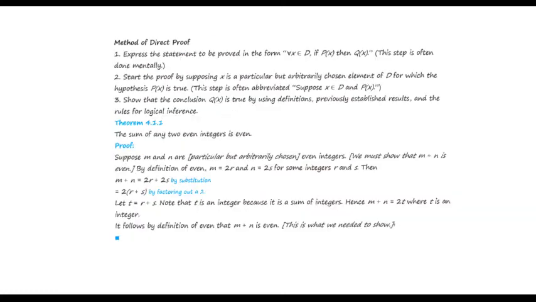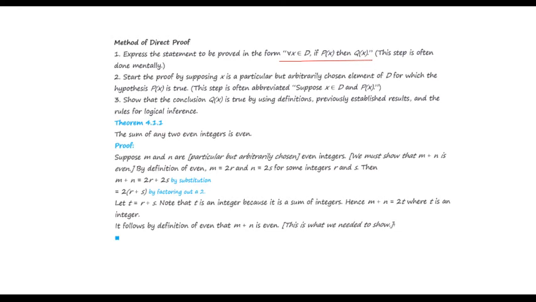Another method that we address in this chapter, which is a very important method, is the method of direct proof. The first step of such method is to express the statement in a formal way. So usually we express the statement to be proved in the form of a universal conditional statement. For example, for every x belongs to D, if P of x is true, then Q of x. This step is often done mentally, but I strongly suggest you write down this step.